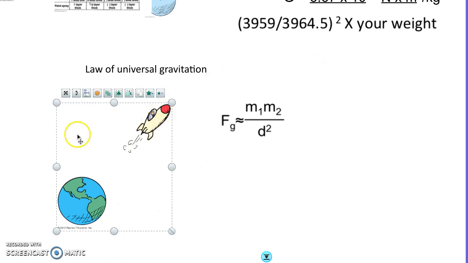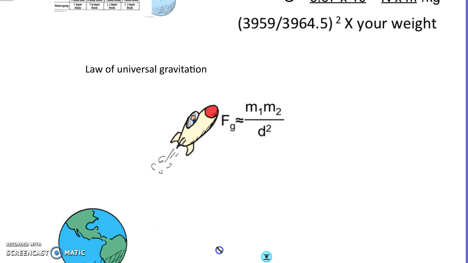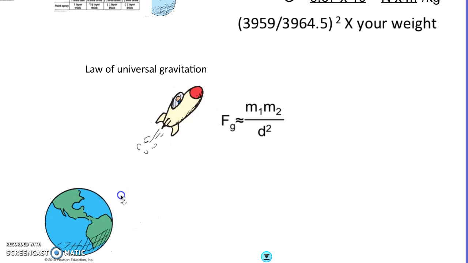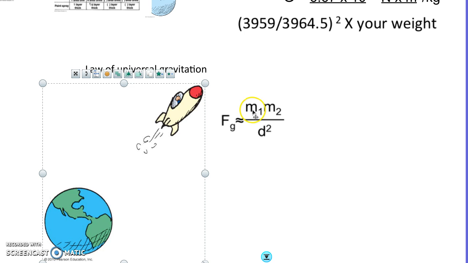If I went throughout the universe, wherever I want to go with my spaceship, does my spaceship have mass? Yes, it does. Does the Earth have mass? Yes, it does. Is the distance big? Yes, it is. But is this value ever going to be zero? No. As you get a big, big number and it gets squared and it gets really big, the denominator gets big, it's a lot bigger than this number. It makes a smaller, smaller, smaller fraction, but it never goes to zero.